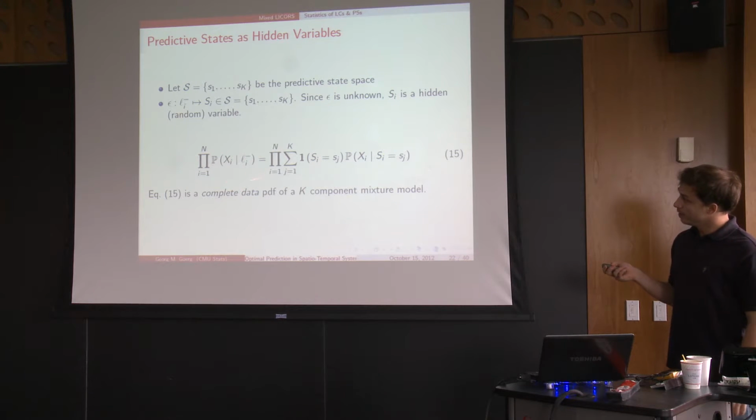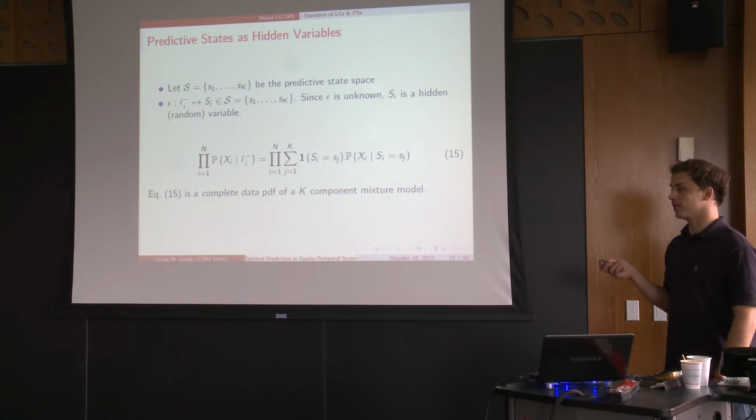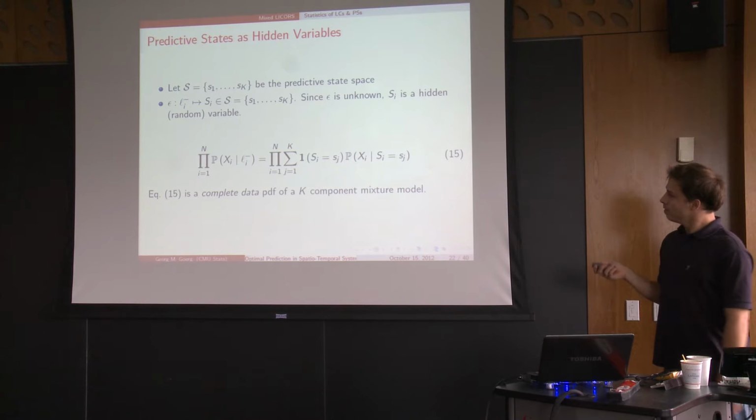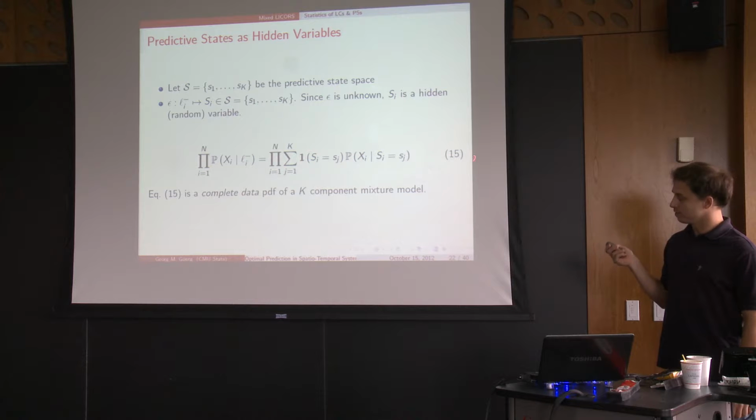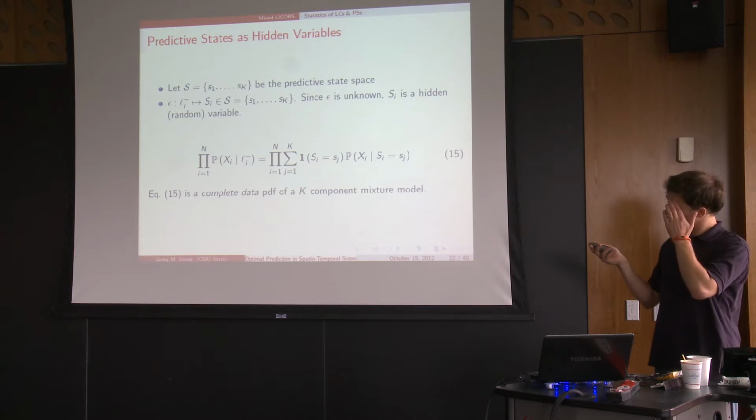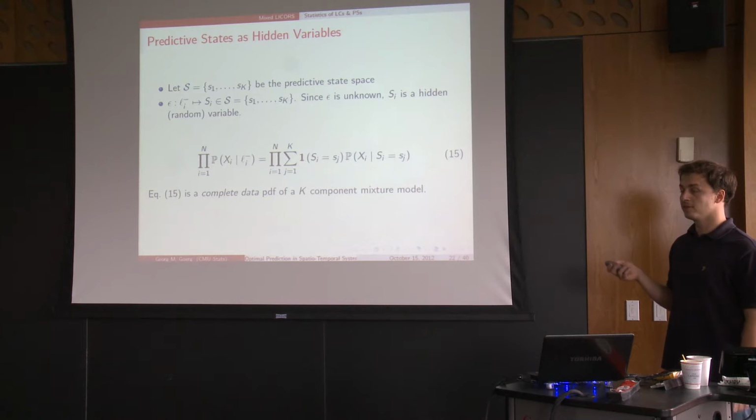But then we can write this product density as, if we know the state, we can write it like this, right? Because we don't know the state, but assume we know the state, then we can write it as equation 15. And this is the complete data PDF of a k-component mixture model, right? So where is epsilon in 15? It maps to Si, so here's an epsilon.